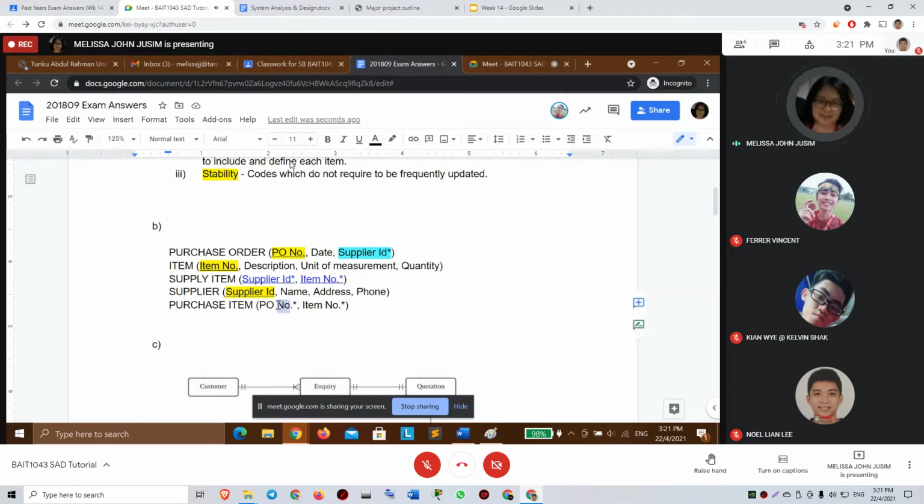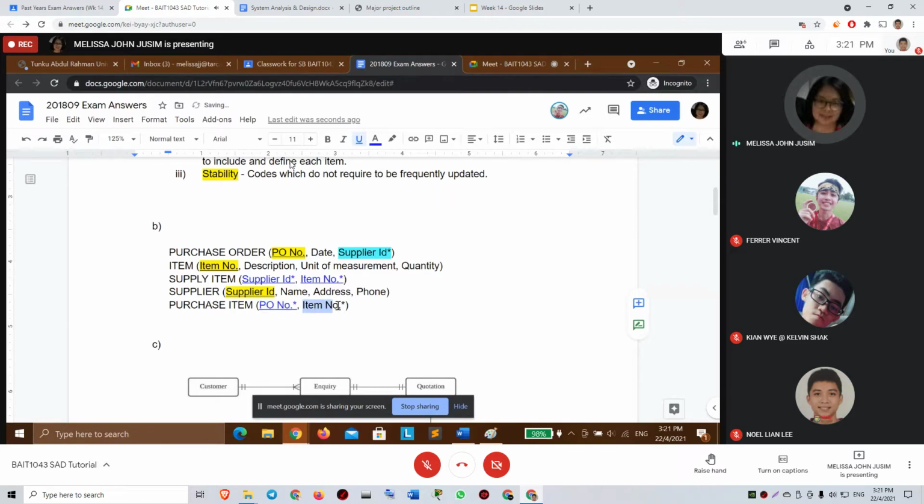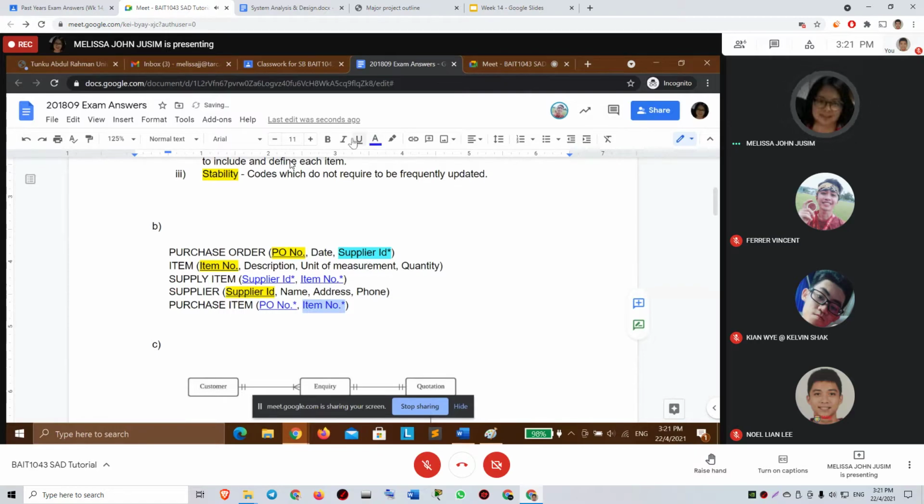Oh, I can see a PO number is from purchase order. It's a PK in purchase order, and item number is a PK from item. So similar case, it should be a PK FK. It should be a PK FK. Is it clear, everyone? Noel? Right. Clear?